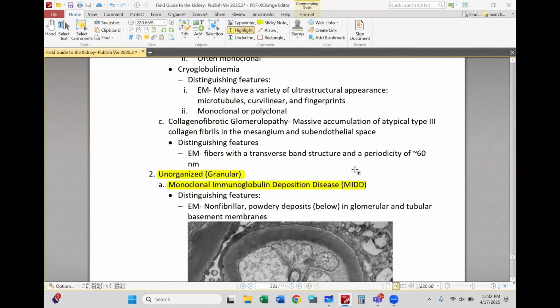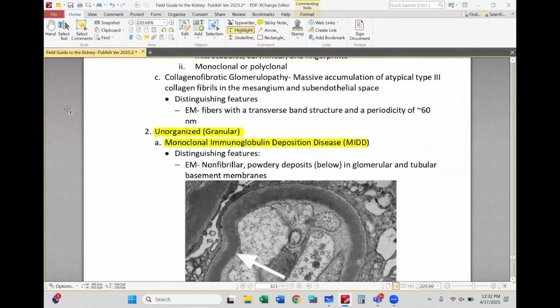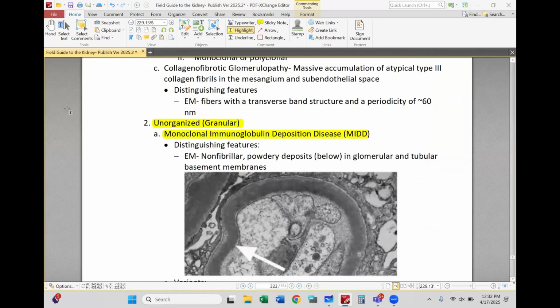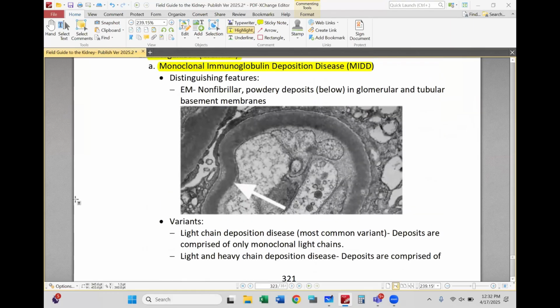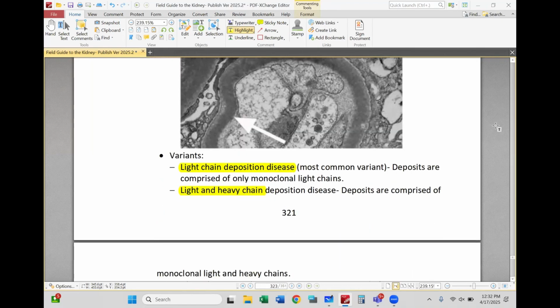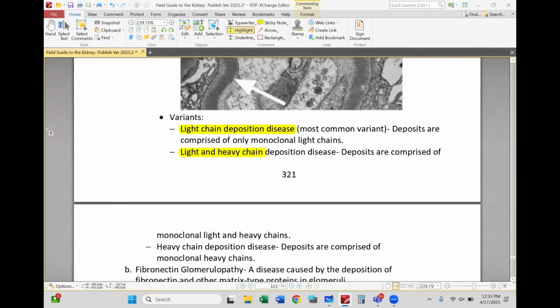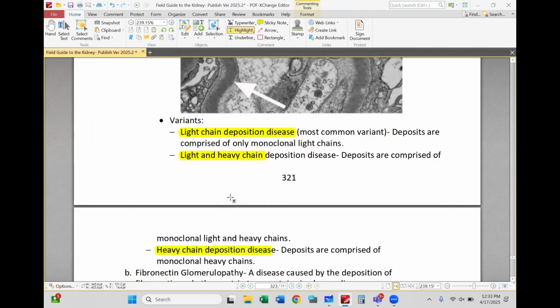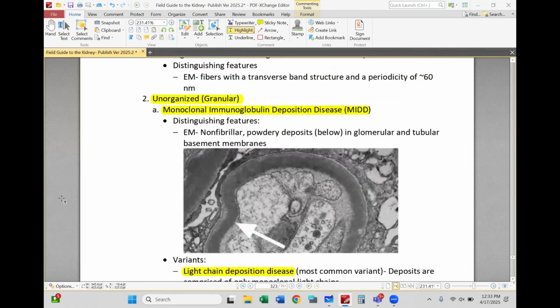So then let's contrast that with these unorganized deposition diseases, and that's primarily going to be captured by the MIDD or monoclonal immune deposition disease. Now that refers to the larger category of the more common light chain deposition disease. There are even rarer forms where I might have the heavy chain present. You can have just heavy chain deposition disease, and you can have light and heavy chain deposition disease. But really, light chain deposition disease is the most common variant of the broader category, monoclonal immune deposition disease.